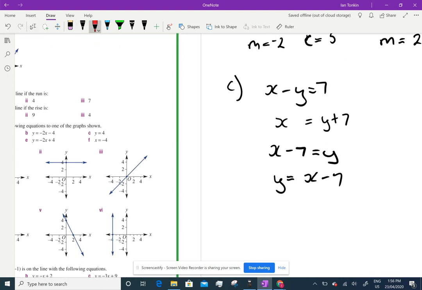Now, what's in front of that x that's not normal, that you can't see? There is a 1. So the gradient is 1, and the y-intercept is negative 7.